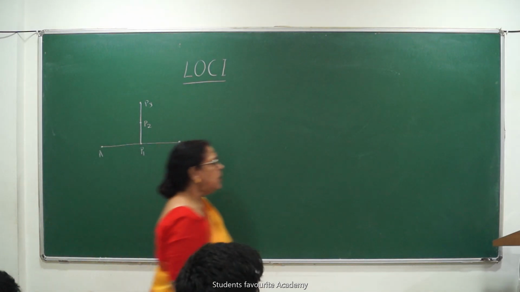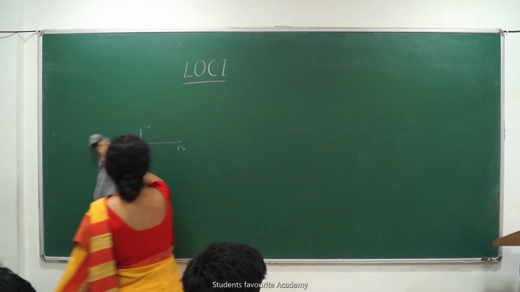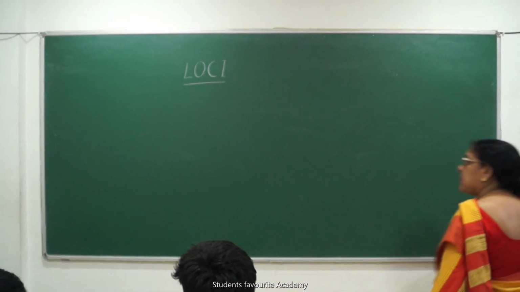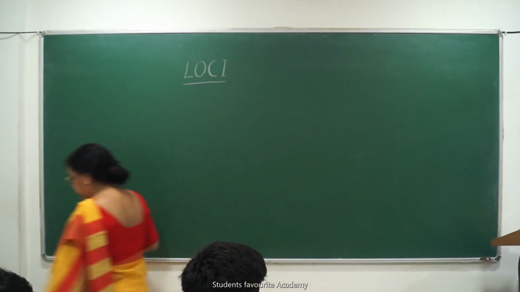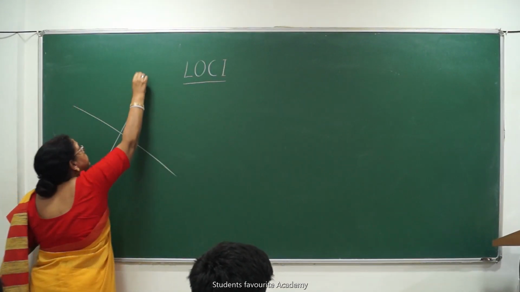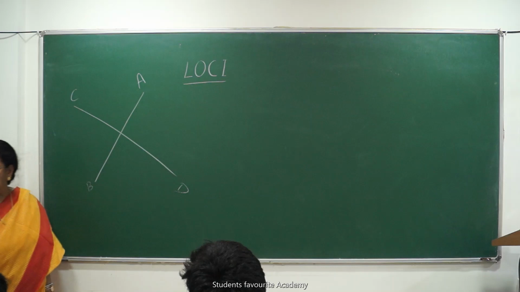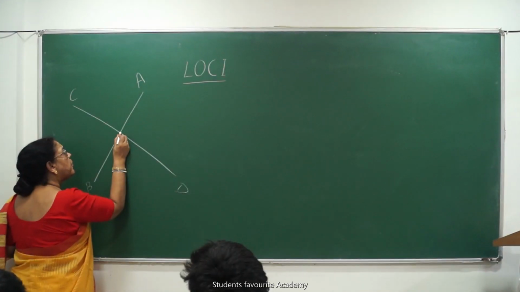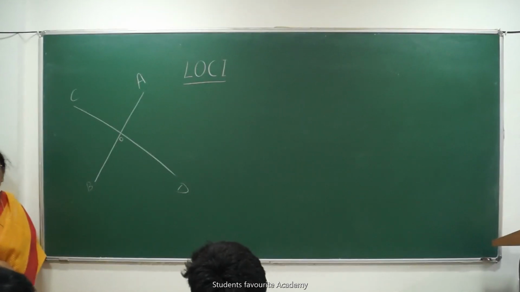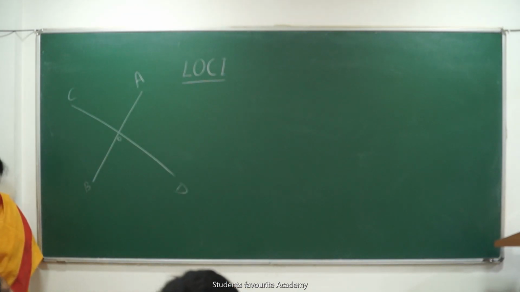Okay? Now the second theorem says that if a point is moving in such a way that it is equidistant from two intersecting lines. Intersecting lines means suppose AB, CD. These are two intersecting lines. So they are intersecting, say, at this point O. Okay. So now this point P is moving in such a way that it is equidistant from both the intersecting lines. Means what?